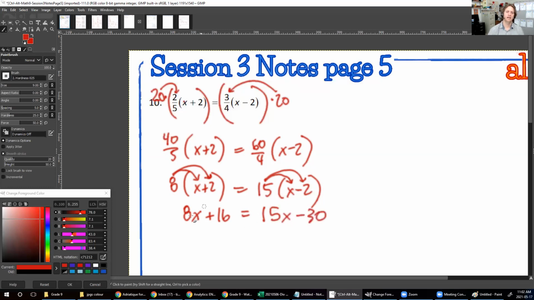Now on this one, I've got x's on both sides. Where do I have most positives? I'm just going to make my life easier. I could do it either way. I have more x's on this side, so I'm going to take the x's away from this side and move them all to here. And eventually I'll move all the numbers over there.